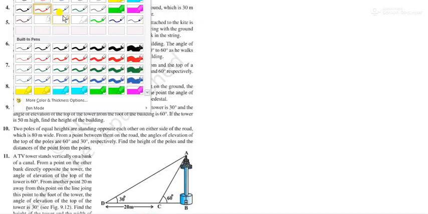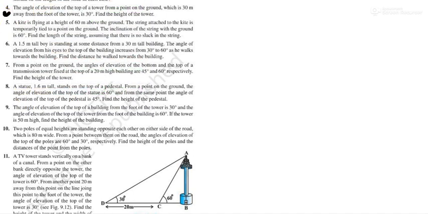So here is the question. What have they given in the question? Yes, you can see question number 4. The angle of elevation of top of a tower from a point on the ground which is 30 meter away from the foot of the tower is 30 degree. Find the height of the tower.